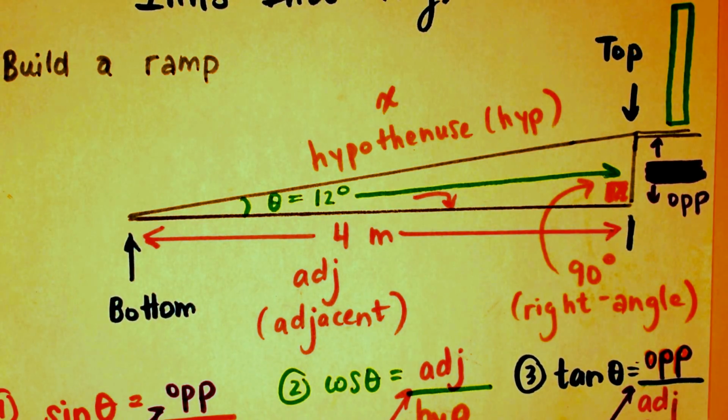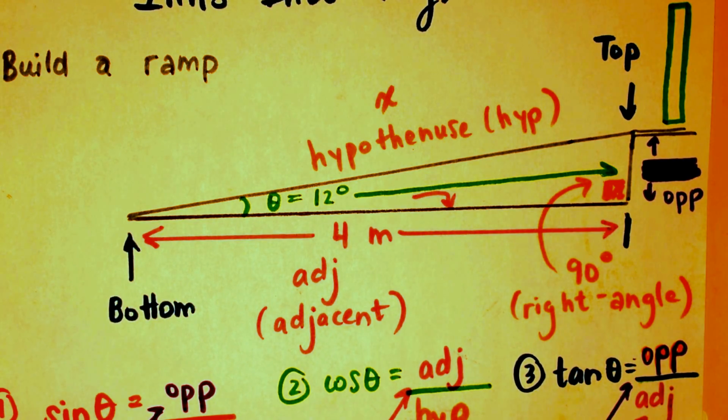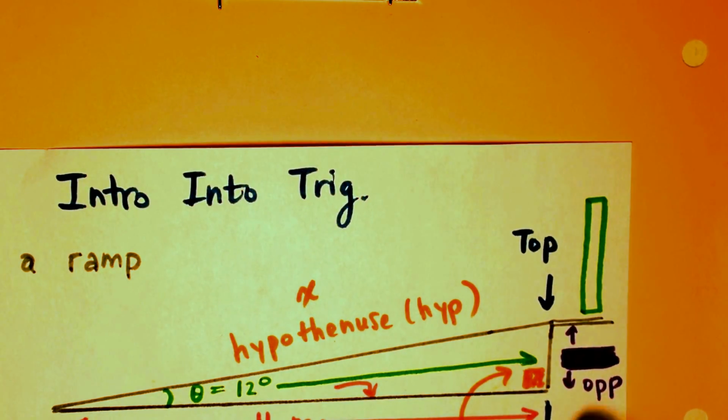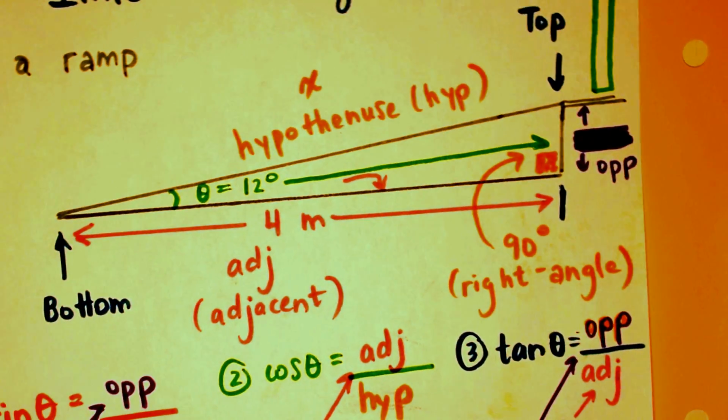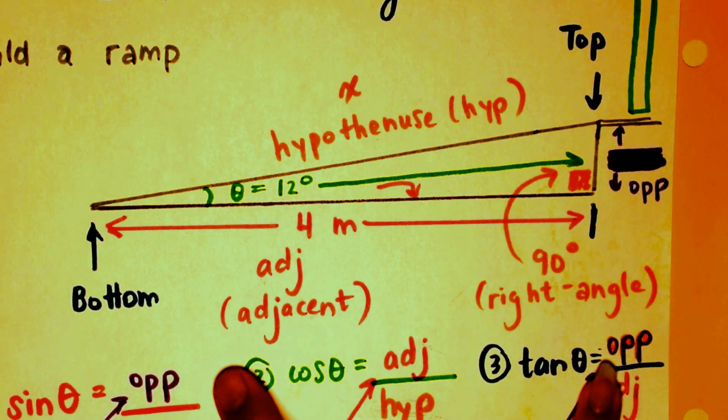Then we tried to figure out which tool we're going to use. Are we going to use sine, cosine, or tangent? We are given again our adjacent and our hypotenuse. We do not have our opposite. Our opposite is not given. I just removed that. Because our opposite is not given, we cannot use sine and we cannot use tangent.